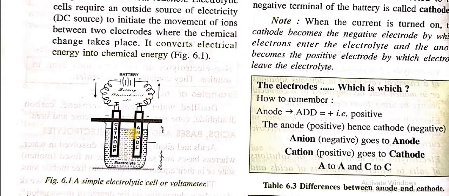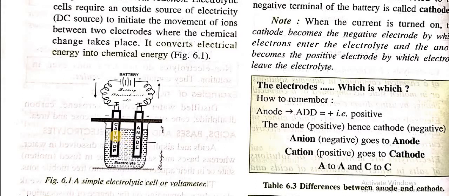As the current flows, this electrolyte will decompose into ions, positive and negative ions. And after decomposing into positive and negative ions, there will be a migration of the ions. Say, for example, if you take a sodium chloride solution, sodium will be positive and chloride will be negative. So in that case, after that, the migration of the ions will take place. Means Na+, which is a cation or positive, will move to the negative electrode, that is cathode.